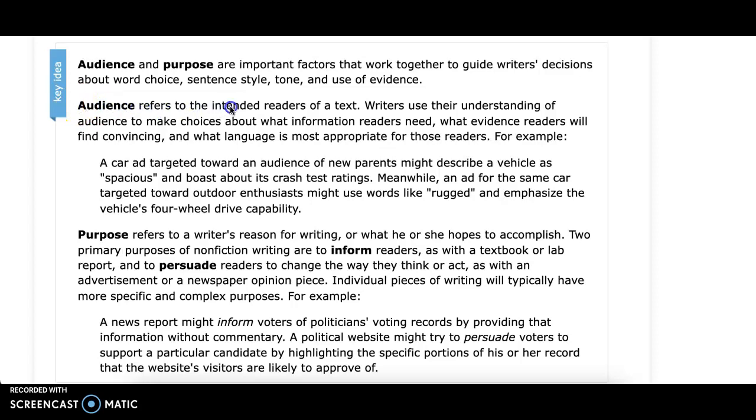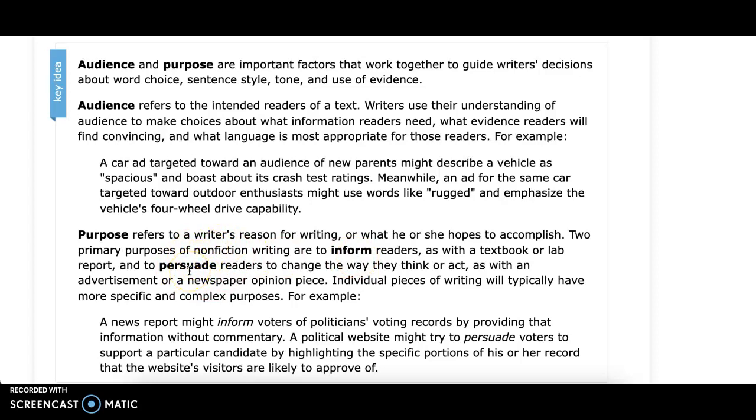Audience refers to the intended readers of a text. It's who that writer has in mind when they sit down to write. Now, purpose refers to a writer's reason for writing. Now, the majority of writing purposes fall into two major categories: to inform their readers or to persuade their readers.